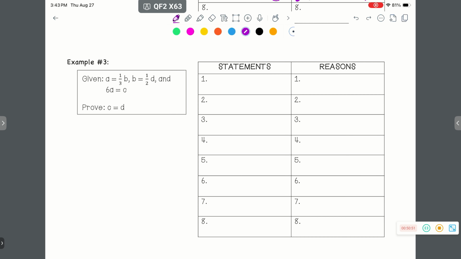Remember, be brave enough to start. If it's not correct, who cares? Just use a substitution property and plug something in for something and just see where it takes you.